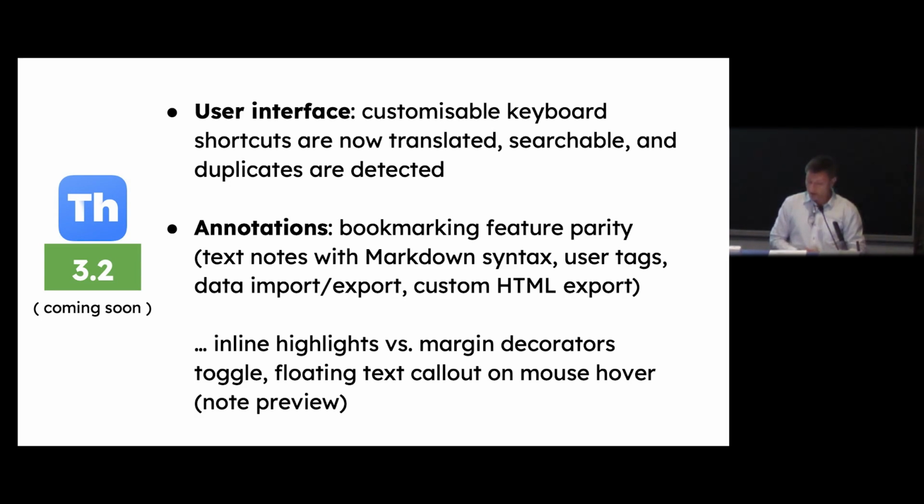Regarding annotations, we now have feature parity between the new annotation feature and the old bookmarking feature. In that, for example, bookmarks can also have text notes with markdown syntax for basic formatting like bold and bullet lists. Bookmarks can also have user tags, user-entered tags. We support data import and export for bookmarking as well. And we have a custom HTML export, which we can talk about later if we have time.